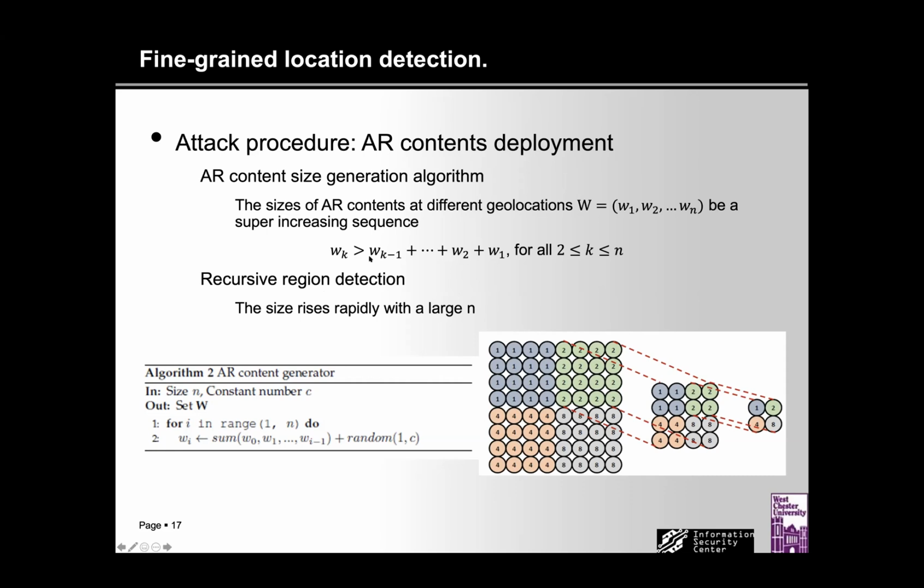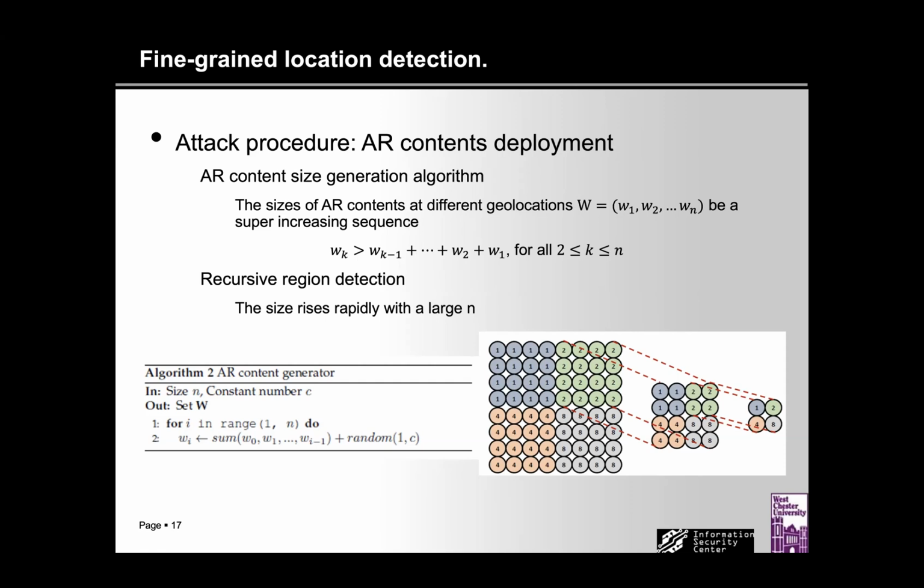Therefore we choose to use a mathematical concept called the super increasing sequence, where we make sure that each content size, for example w_k, is greater than the summation of all the rest of the content sizes. By using this super increasing sequence, it's guaranteed that each unique overlap space has a unique size of the AR content.